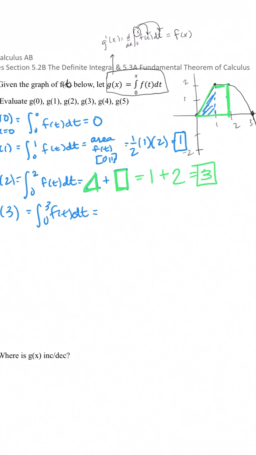So I'm going to have my triangle piece, my rectangle piece, and then the next piece isn't a shape. It's this curved, it's not exactly a quarter circle. I can't make that assumption. So this one's a little bit tricky. I kind of just have to estimate what this is.